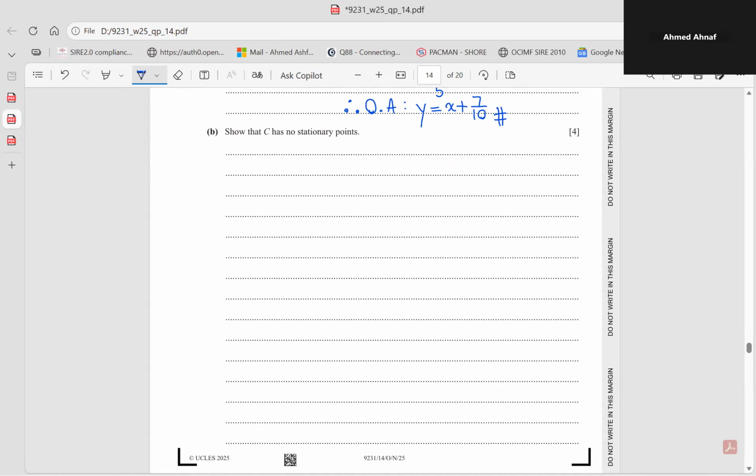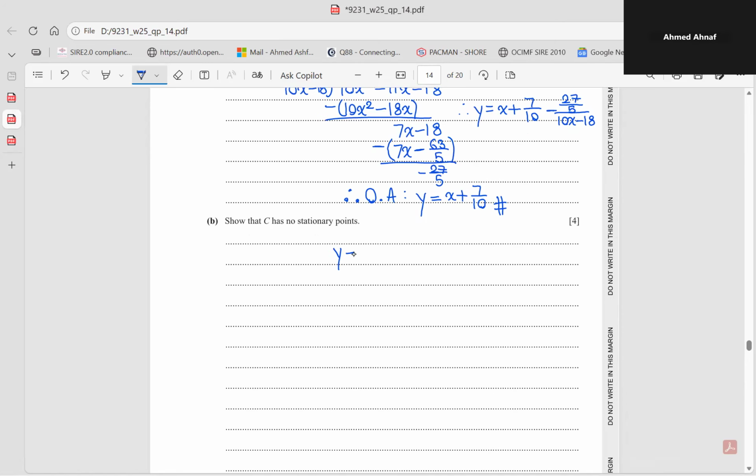Part B just tells us to show that C has no stationary points. To show that, we just have to find the expression for dy/dx in terms of x and equate it to 0. So let's take this version, it's a lot easier to differentiate. So y equals x plus 7 over 10 minus 27 over 5 times 1 over 10x minus 18.